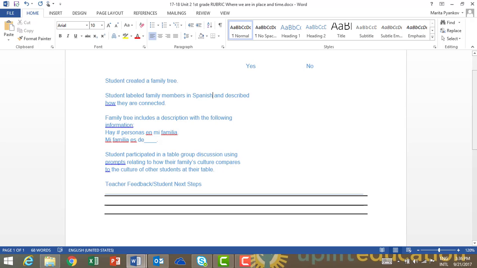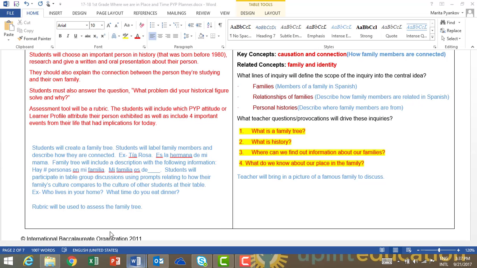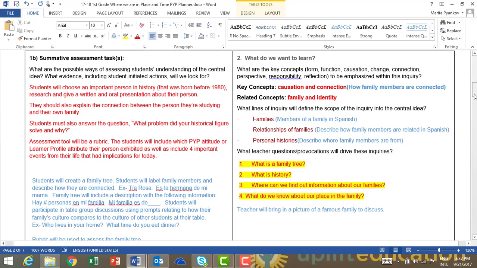I've added a part here for teacher feedback and student next steps on our rubric. That was one of the things that I know that a lot of us needed to work on, was how we showed that we were getting feedback. So I thought this would be a good thing to put on the rubric to help us meet that requirement.